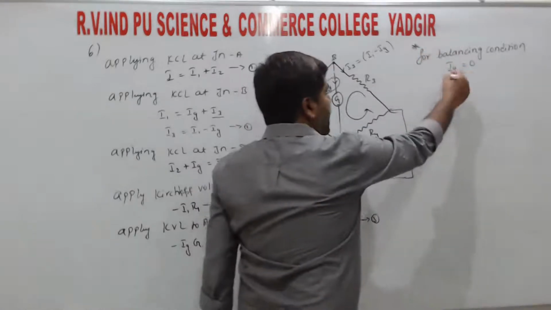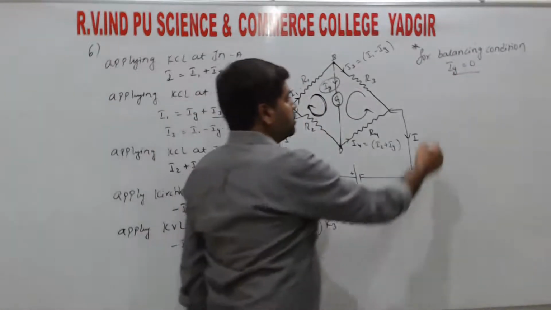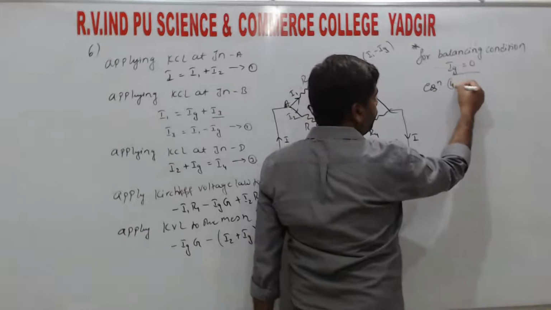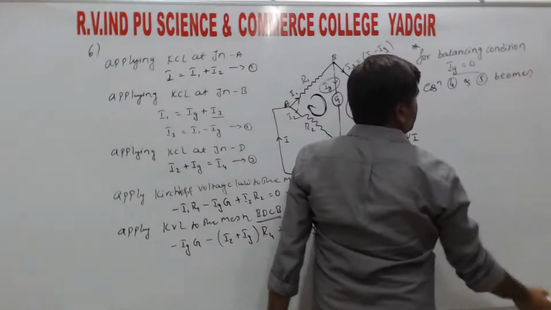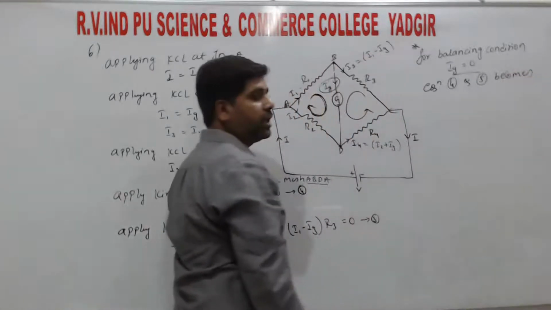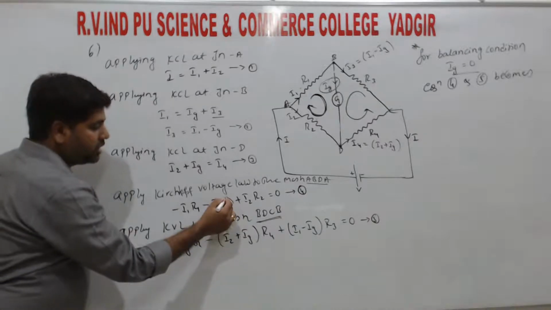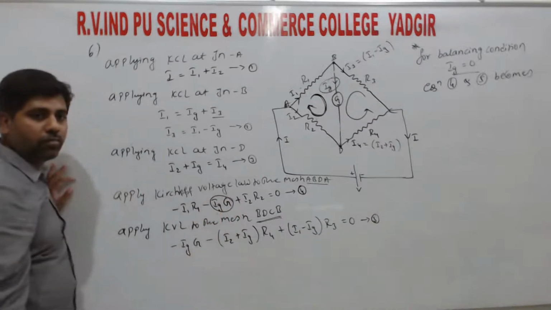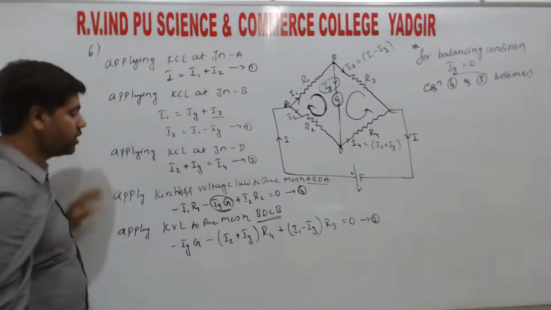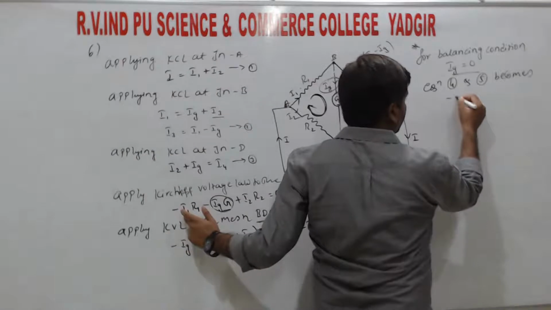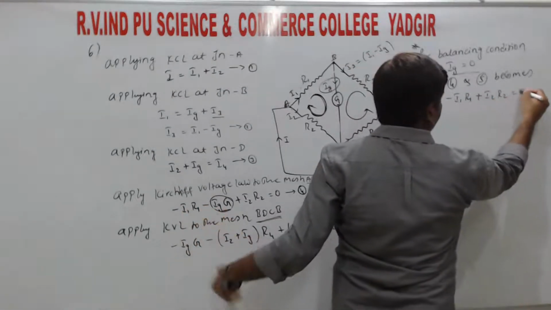So when Ig is equal to 0, equation 4 and equation 5 become, right? So what changes happen in every equation, right? With Ig being 0, in equation 4 this term completely becomes 0. So Ig, 0, into G is 0, so this whole term becomes 0. So we are left with only minus I1 R1 plus I2 R2, that is equal to 0.